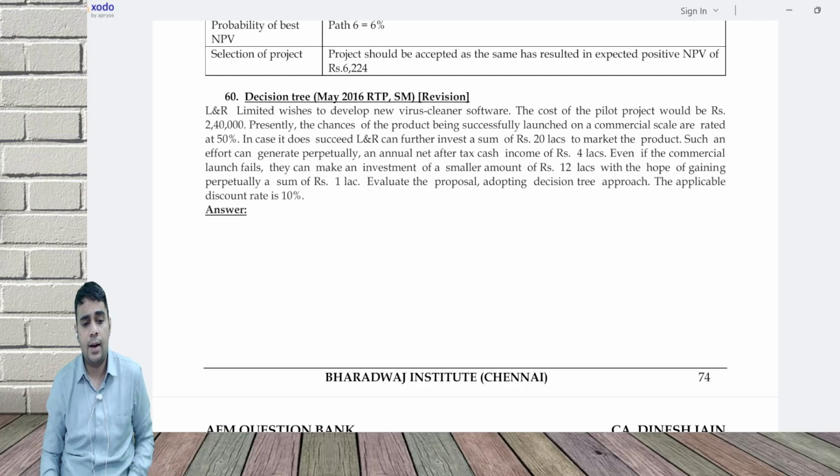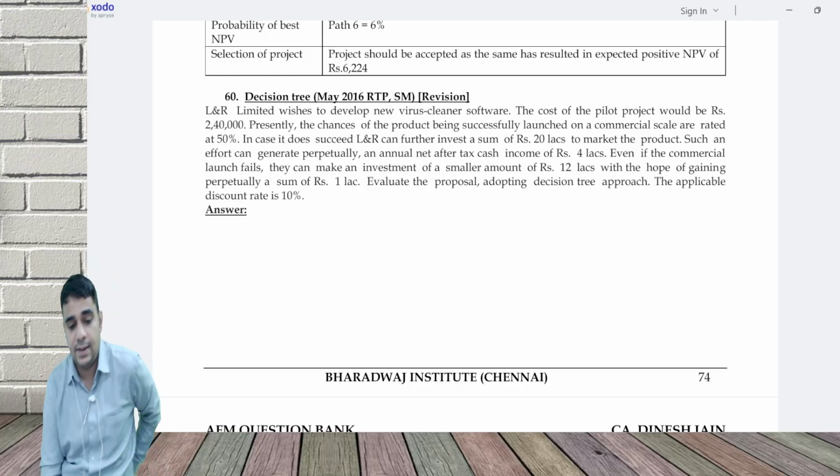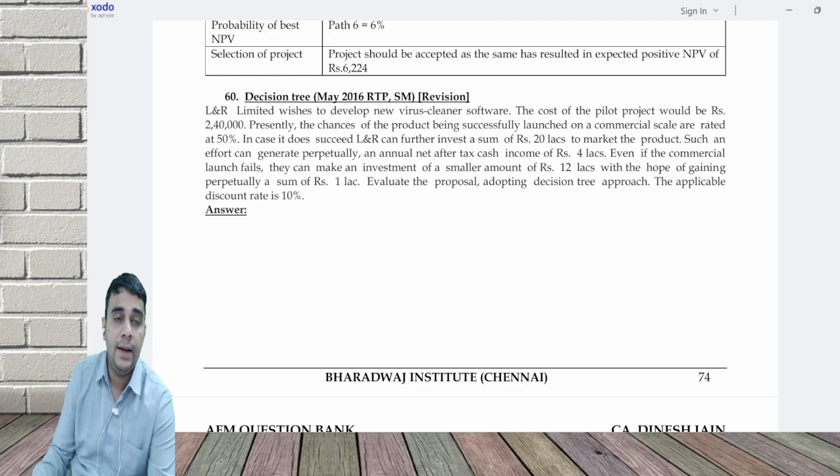Okay, L&R Limited wishes to develop a new virus cleaner software. Cost of the pilot project is 2,40,000. So the first decision I need to make is whether to do a pilot project or not. Let's start.